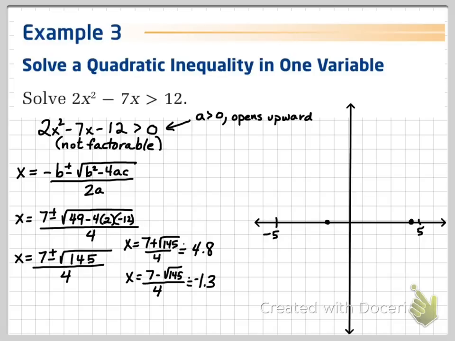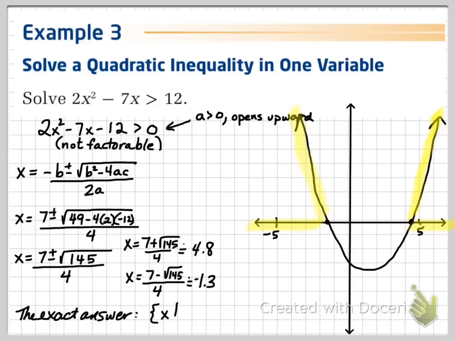Since this graph opens upward, it's a positive 2x squared, we can draw in our parabola. Now we can see the intervals. So this means that x has to be less than negative 1.3, and x is going to be greater than positive 4.8. If you wanted exact answers, you'd say the set of all x such that x is less than 7 minus root 145 over 4, or x is greater than 7 plus root 145 over 4, and x is any real number.